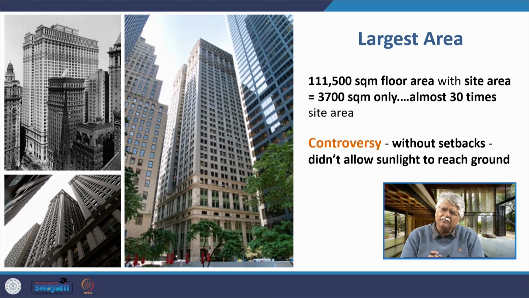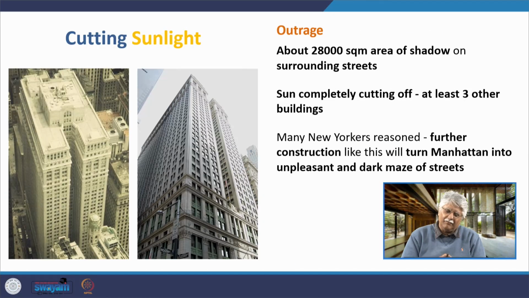And the controversy was that this building came straight up on the site without any setbacks and thus did not allow sunlight to reach the street level. So what was the outrage? That about 28,000 square meters of shadow was created by this building on the surrounding streets, completely cutting off sunlight, and at least 3 other buildings near the Equitable Building had their sunlight completely cut off. Many New Yorkers started thinking that if this trend continues, all we'll be left with is dark and dingy streets in New York because of these very tall buildings.